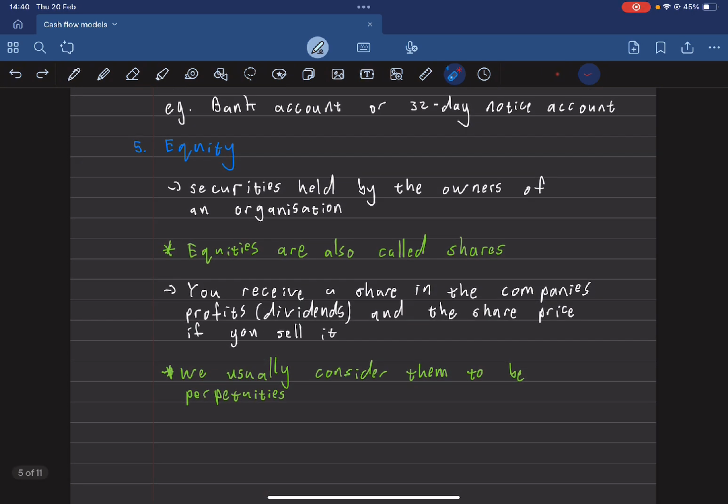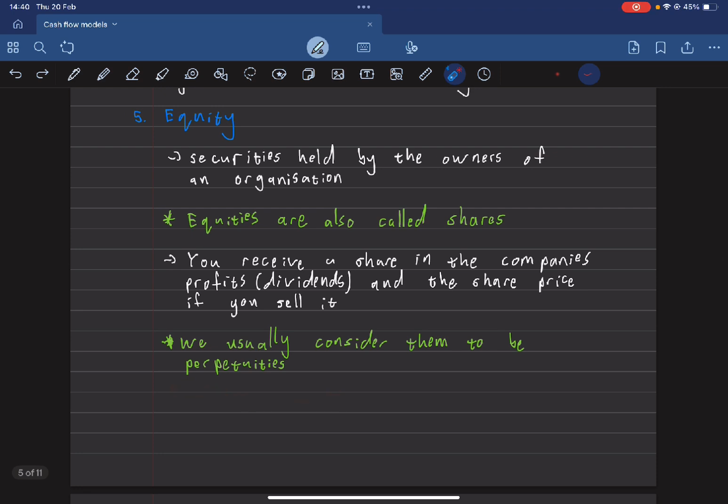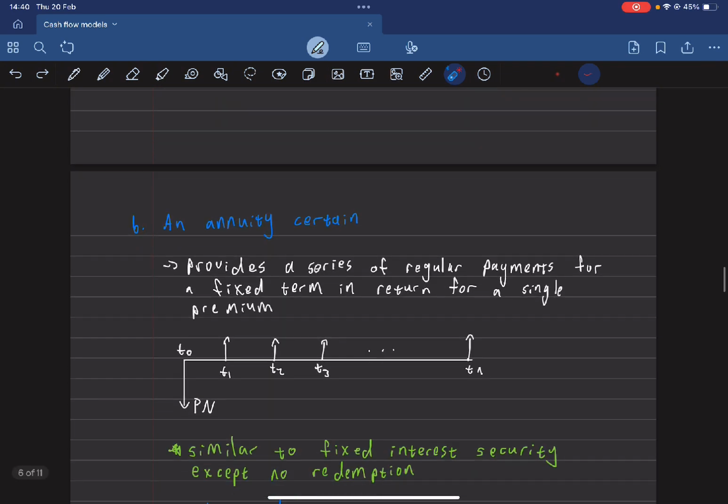Okay, next we're going to talk about equities. Equities are securities that are held by the owners of an organization, and equities are also often called shares. So you receive a share in the company's profits and dividends, and the share price if you sell it. So these are the cash flows. You'll get dividends maybe every month, maybe every year, and then you'll get the current price of the share if you decide to sell it. When we talk about equities, you often consider them to be perpetuities because if you assume the company will never fail, then you could just hold it forever and get dividends forever. So again, perpetuities will go on forever.